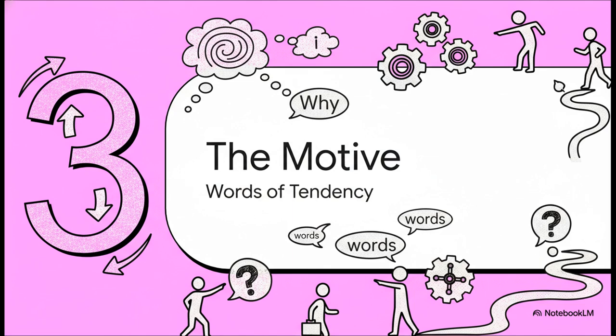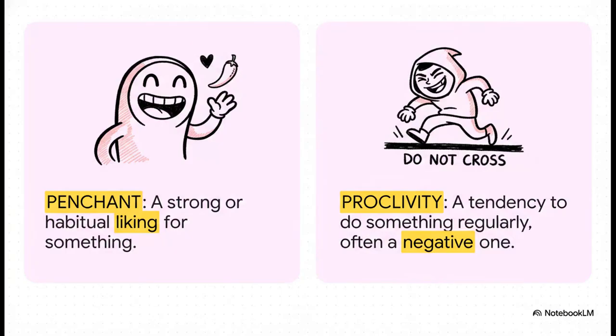So, we've got our evidence and we're starting to get some insight. Now we have to ask the big question, why? This section covers the words that help us describe tendencies, motivations, and the actions that people take. This is such a useful distinction. You might have a penchant for spicy food. That's just a strong liking, no big deal. But if someone has a proclivity for bending the rules, well, that suggests a deeper, more ingrained tendency, and yeah, it often carries a bit of a negative vibe.